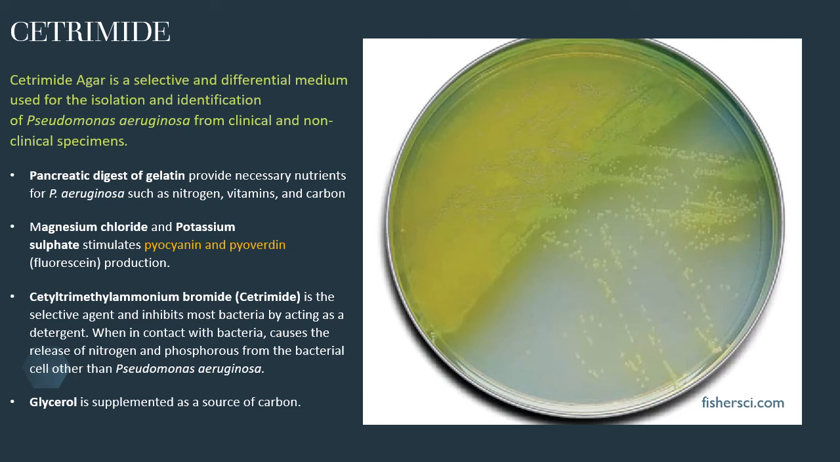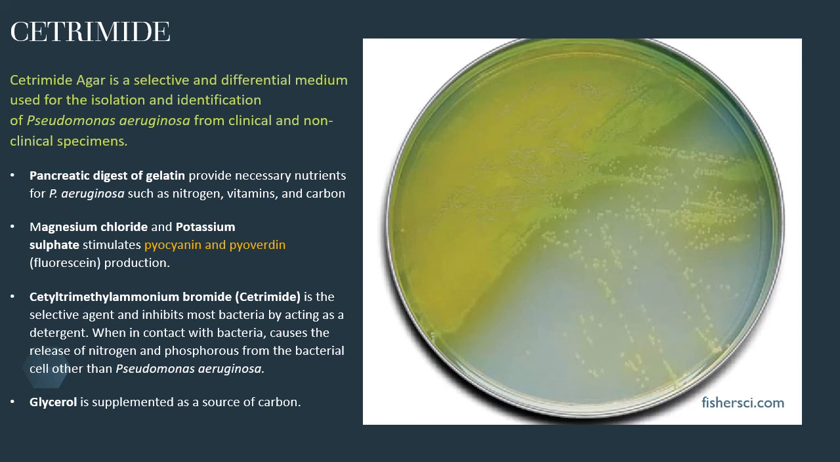Then third is very important, and that name is actually given for this media, that is Cetrimide. Cetrimide can be pronounced both ways. It is actually a cetyl trimethyl ammonium bromide. It is a detergent and it is a selective agent. It inhibits most of the bacteria by acting as a detergent. When in contact with bacteria, it causes the release of nitrogen and phosphorus from the bacterial cells other than Pseudomonas. So it is a selective media that supports the growth of Pseudomonas, right?